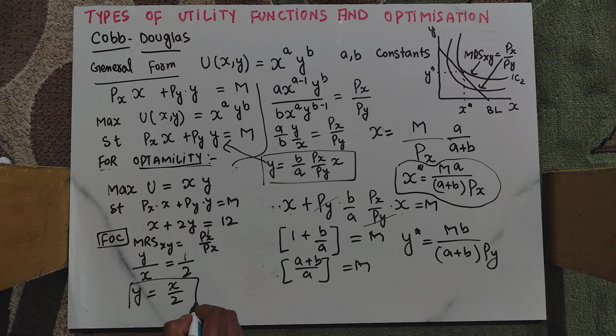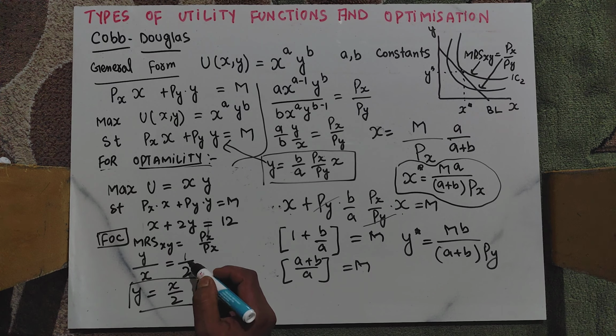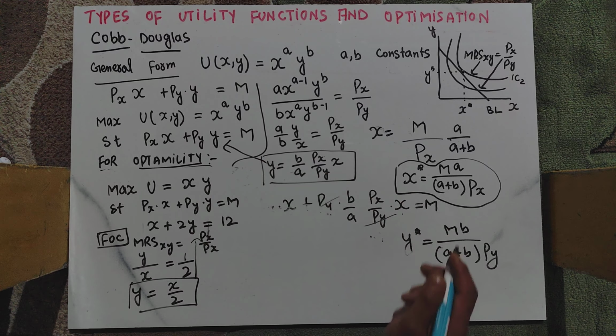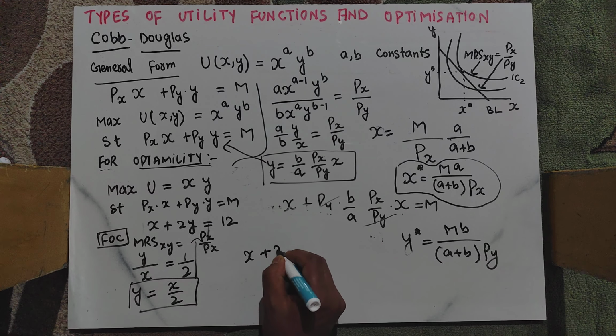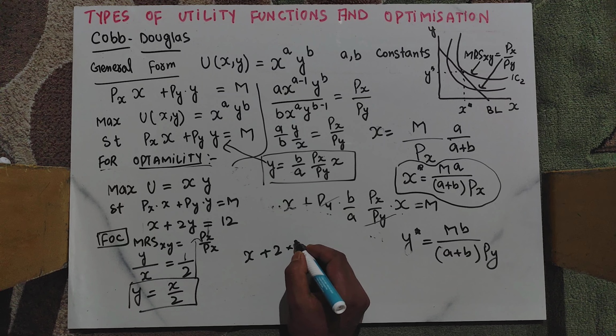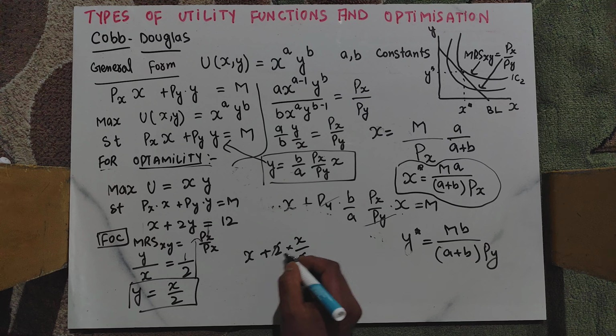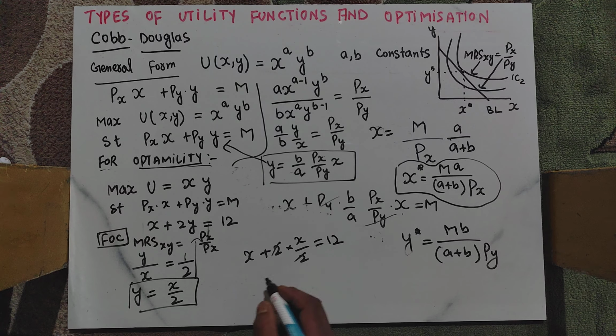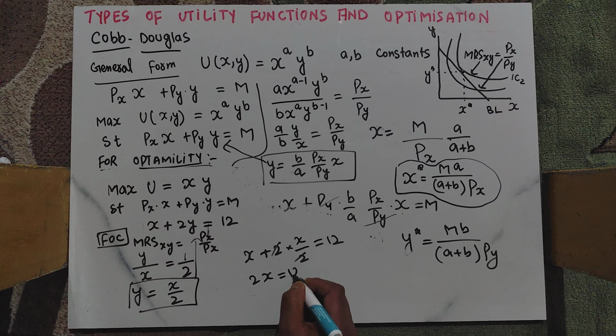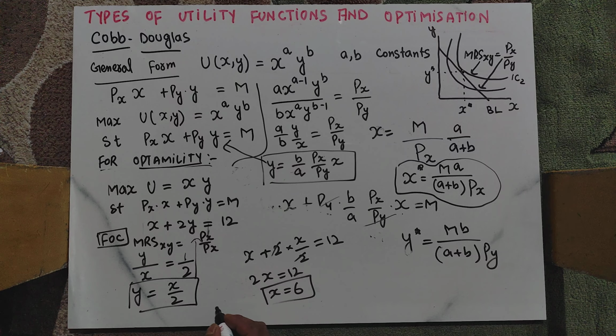Now we plug this value of Y into the budget constraint, so we get X plus 2 times X upon 2. The 2 gets cancelled and it is equal to 12, so 2X is equal to 12, that gives us X equal to 6. So the consumer will consume 6 units of good X, and how many units of good Y? Y is equal to X upon 2, which means 6 upon 2, which is equal to 3. So Y is equal to 3.